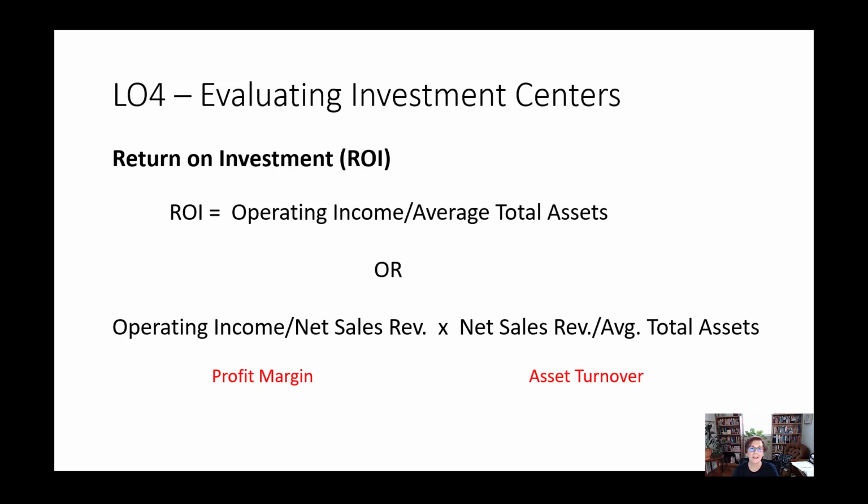Now, we could take that and break it up into profit margin and asset turnover and multiply those two together. You're going to get the same number. But what this does is it enables managers to look at what it is that is driving the ROI. So they might say, okay, well, the reason our ROI went down is that our profit margin went down or our asset turnover went down. So this helps the managers to look at the different components of ROI.